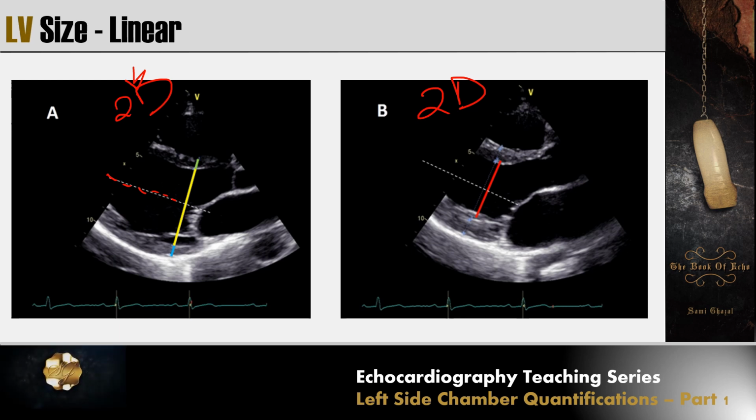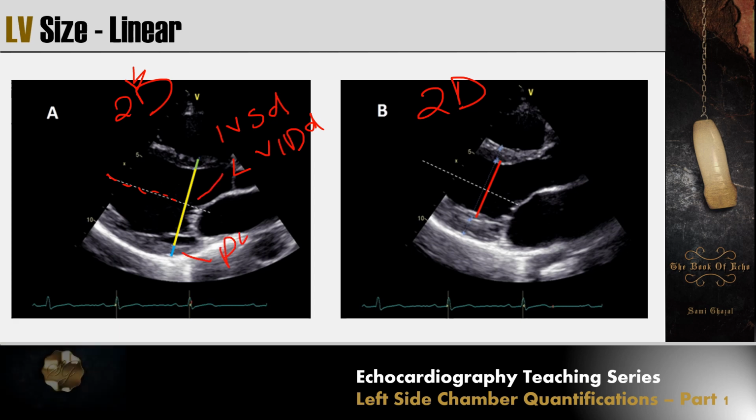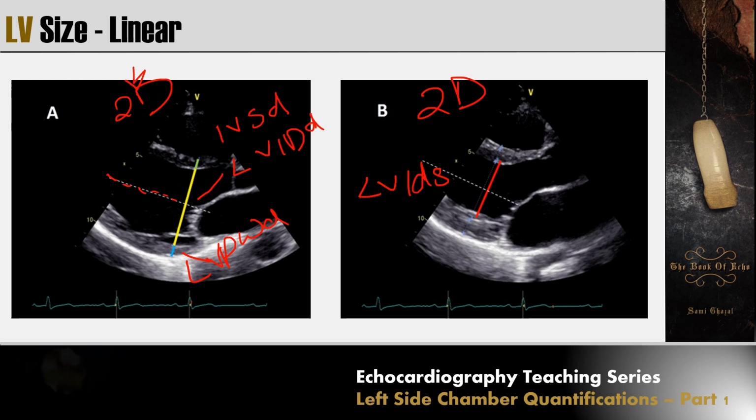So in diastole, we measure the septum. In diastole, we measure the LV internal dimension in diastole here. And then we measure also the posterior wall in diastole. So it's LV posterior wall in diastole. In systole, on the other hand, we need only to measure the LV internal dimension in systole, and this is just to include it in some of the other calculations. We will come and see it in the coming slides.